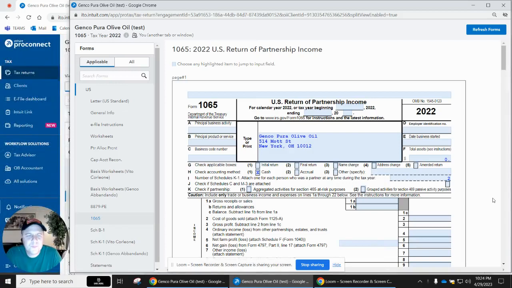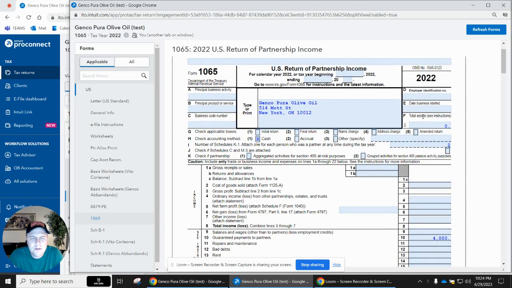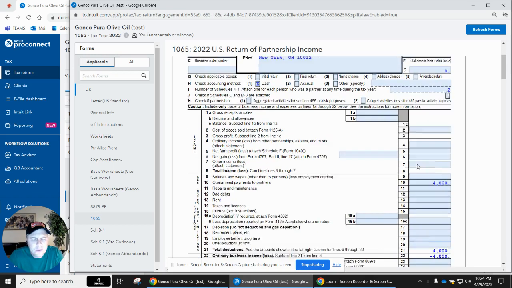Hey, tax pros. We're going to be talking about guaranteed payments and the mechanics of how they flow through the forms on a 1065 partnership return. To get started, we've got a test return set up. Effectively, the return is blank. There's no trial balance information in. We do have two partners that are 50-50, and so let's jump in.